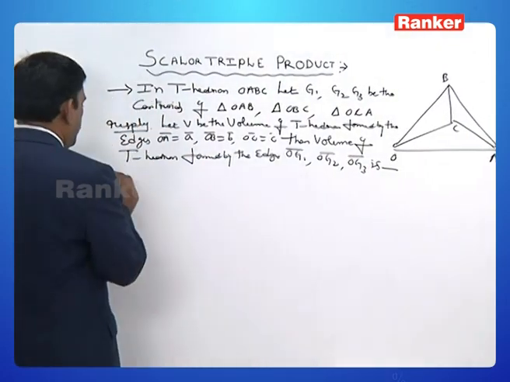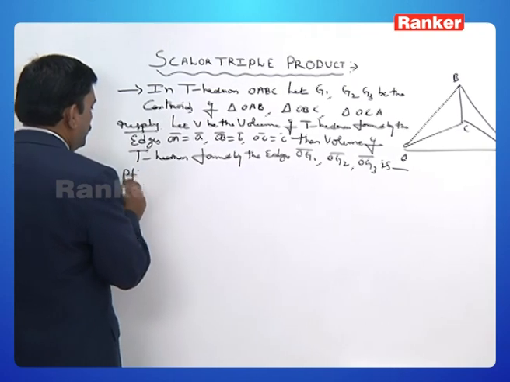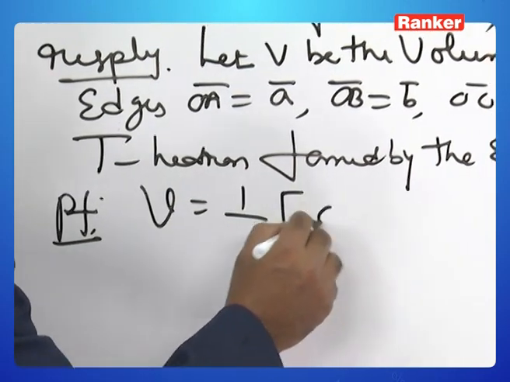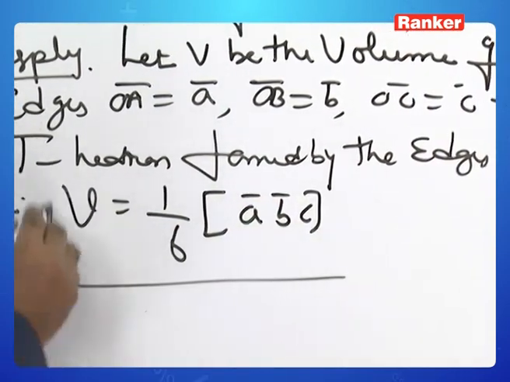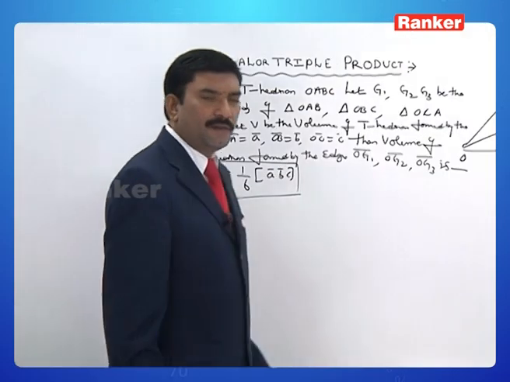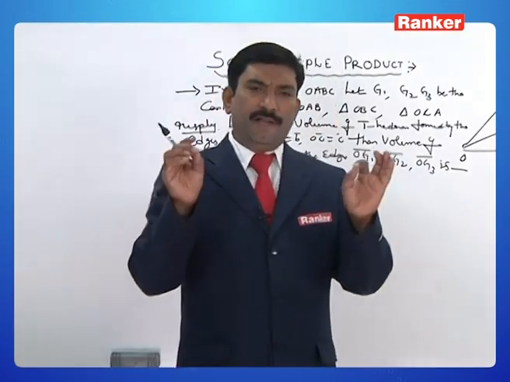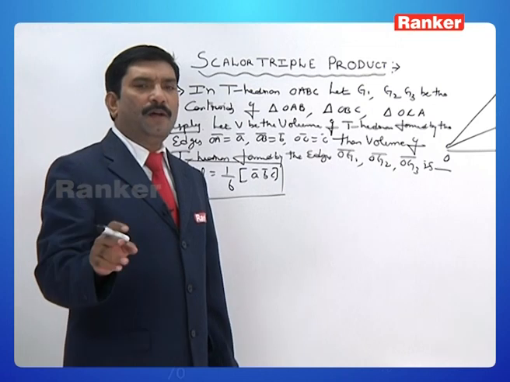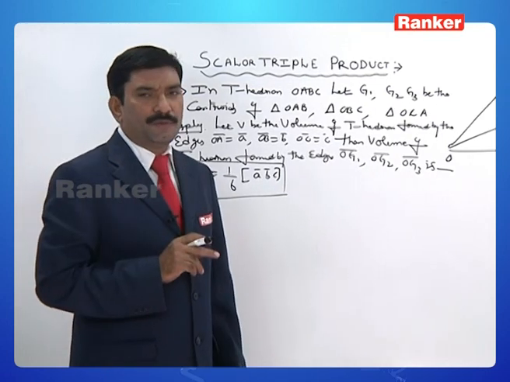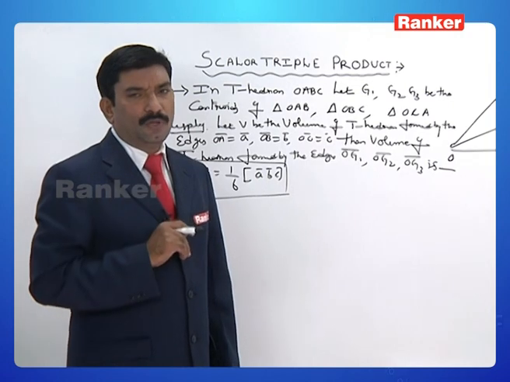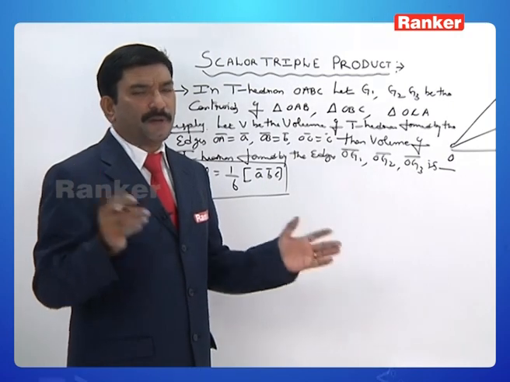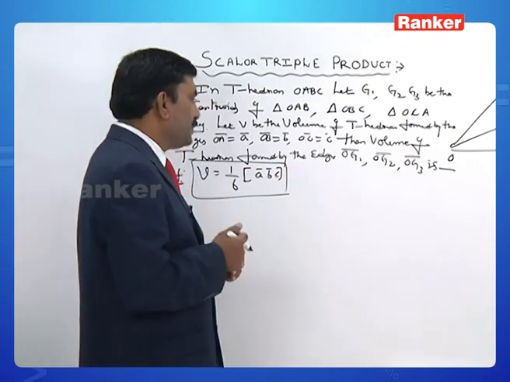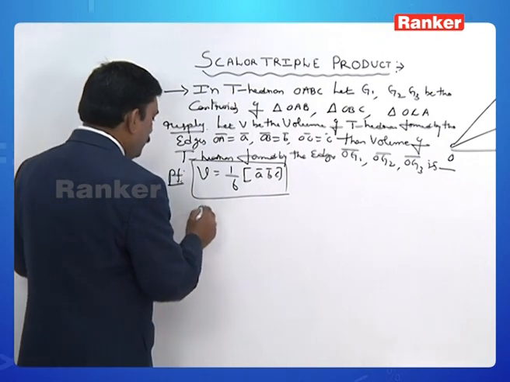Now I select first. The proof of this one is very simple. V is equal to 1 by 6 into box of A bar, B bar, C bar. This is the volume of a tetrahedron formed by the edges A bar, B bar, C bar. Now I am supposed to find out OG1 bar, OG2 bar, OG3 bar, where G1, G2, G3 are the centroids. Okay.